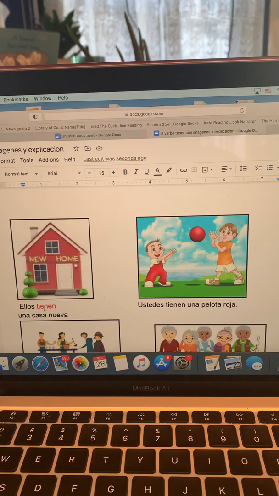Ellos tienen una casa nueva. They have a new home, a new house. Ustedes tienen una pelota roja. You, plural, because there's 1 and 2 people that I see. You have a red ball.